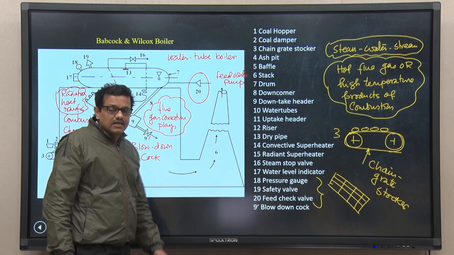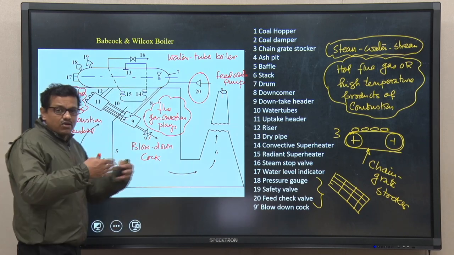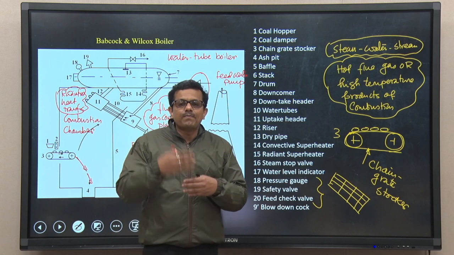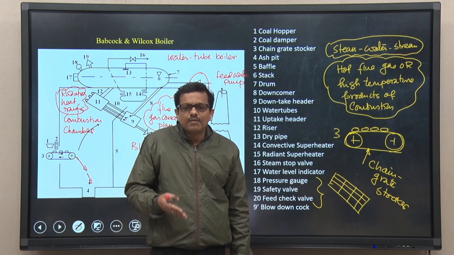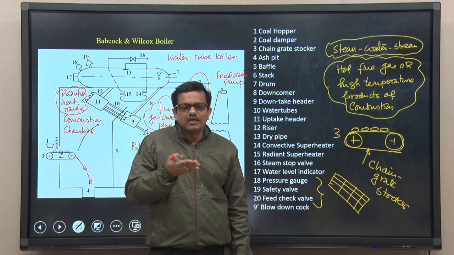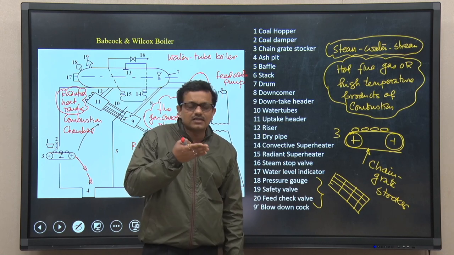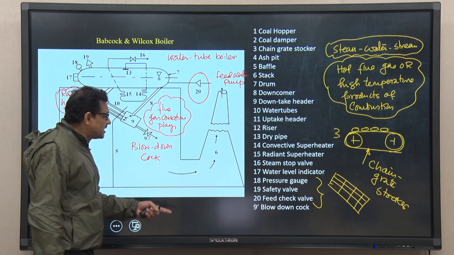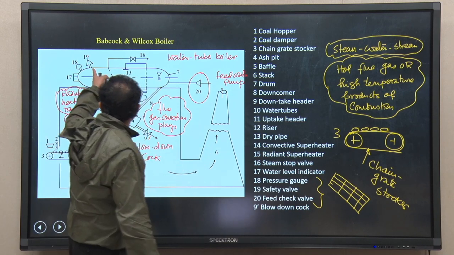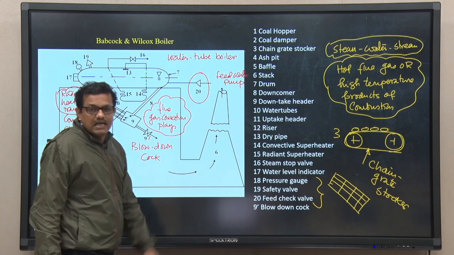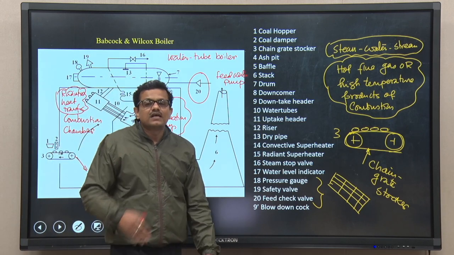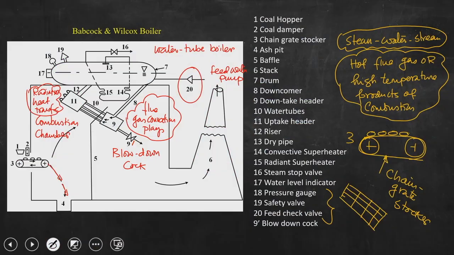8 is the pressure gauge. Definitely we need to measure pressure always, for the safety of the boiler. What is the pressure inside the boiler, whether pressure is increasing or not. If pressure increases drastically, then provision must be there, some safety valve. So, by opening the safety valve, pressure should be released, otherwise it may start breaking the entire system. So, that is why this safety valve is there.